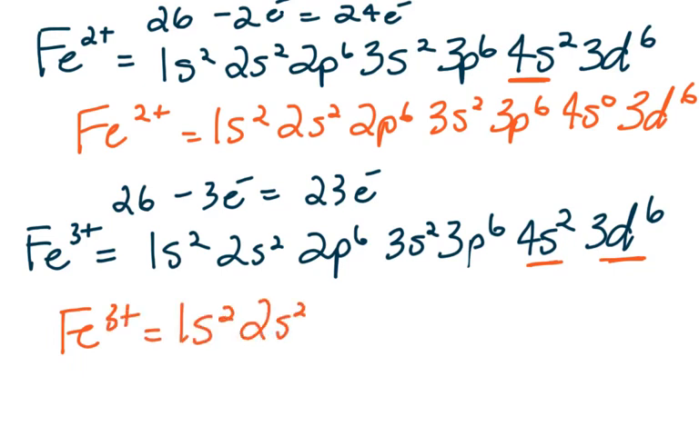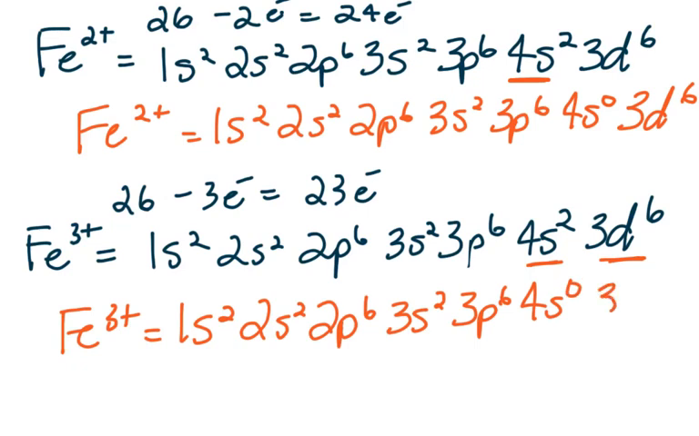So we end up with our Fe3+ looking like this: 1s2, 2s2, 2p6, 3s2, 3p6, 4s0. That's the first 2 that we took away. And we need to take away 1 more. So this becomes 3d5. So you always want to pick the highest energy level. And then when that one's emptied out, you pick the next highest.